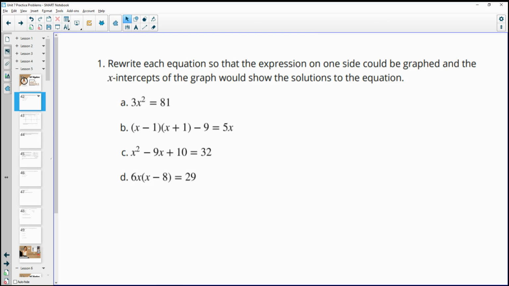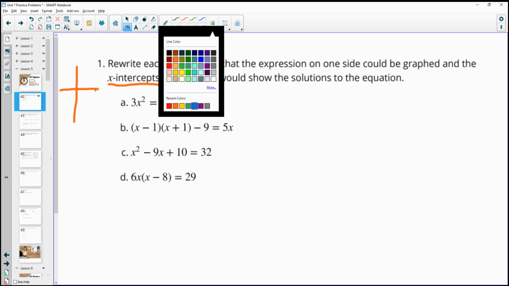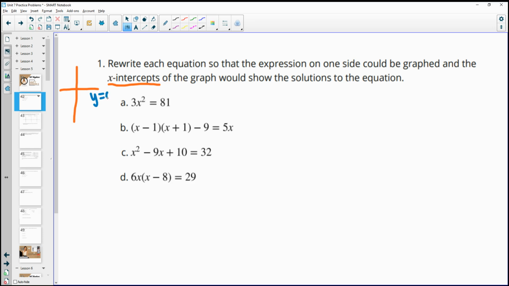Number 1 asks us to rewrite each equation so that the expression on one side could be graphed and the x-intercepts would show the solutions to the equation. So when we're on a graph, the x-intercepts are on the x-axis, right? And that x-axis is actually where all the y values are 0, or where our function is 0. So we want to get our expression to be equal to 0, then our solutions will be the x-intercepts, which means you just need to bring everything onto one side of the equal sign.